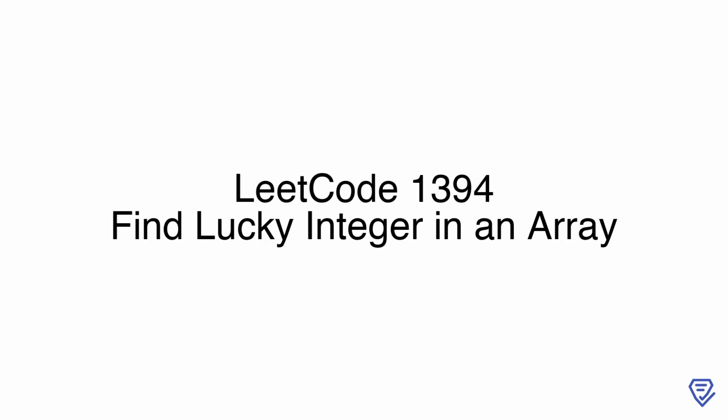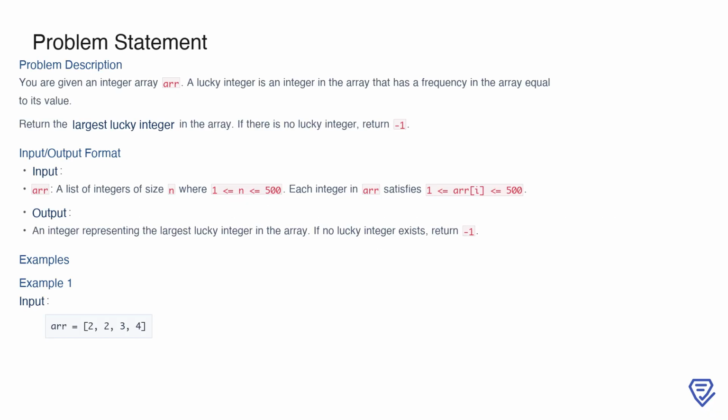Let's get started. In this problem, we are tasked with finding a lucky integer in an array. A lucky integer is defined as an integer in the array where its frequency in the array is equal to its value. For instance, if the integer 2 appears exactly 2 times in the array, it would qualify as a lucky integer. The goal is to return the largest lucky integer in the array. If no such integer exists, we return -1.